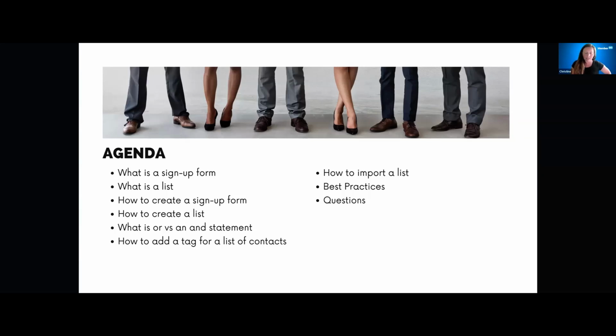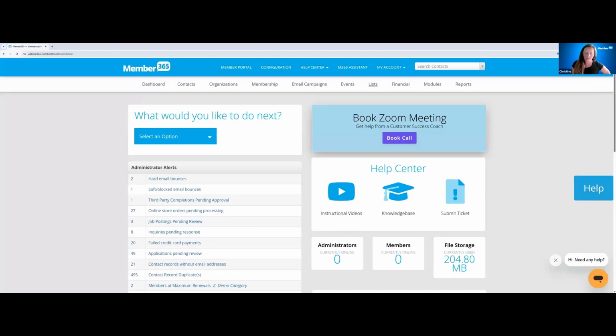All right, so let's dive in to Member 365. Here we are. This is the admin dashboard. The first thing I always like to mention is that my view might be different from your view, depending on your admin permissions. If you need access to the sign-up forms, which is under email marketing, or the list builder, and you don't see it in your CRM menu, then you need to talk to your admin manager. They are the only ones who can add or remove them. Here at Member 365, we do not touch anyone's permissions.